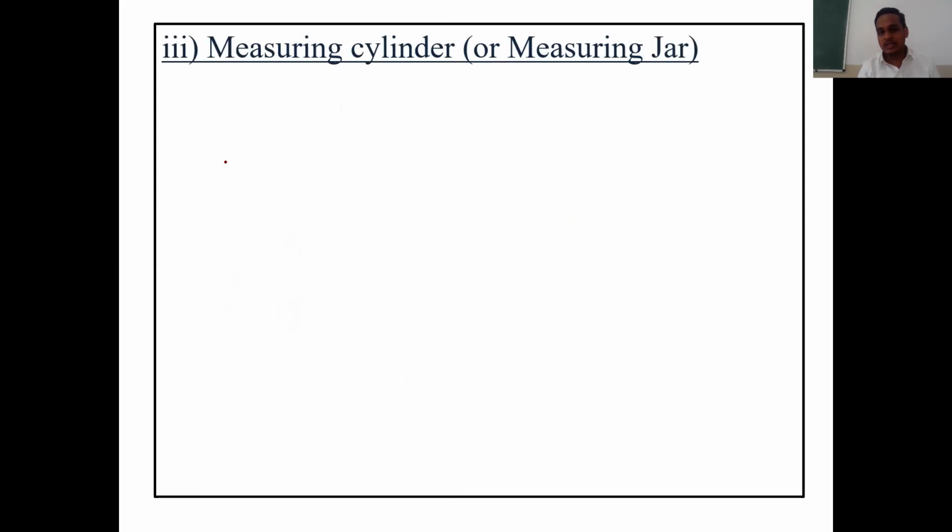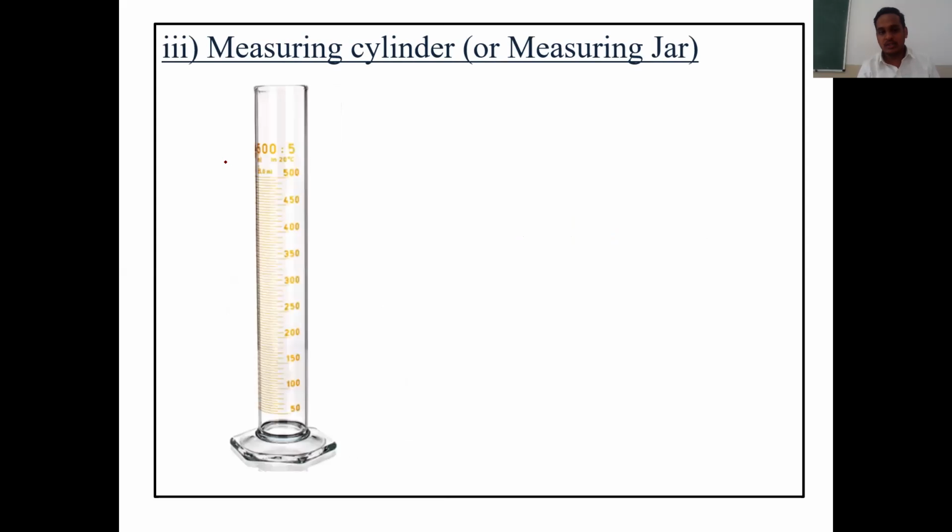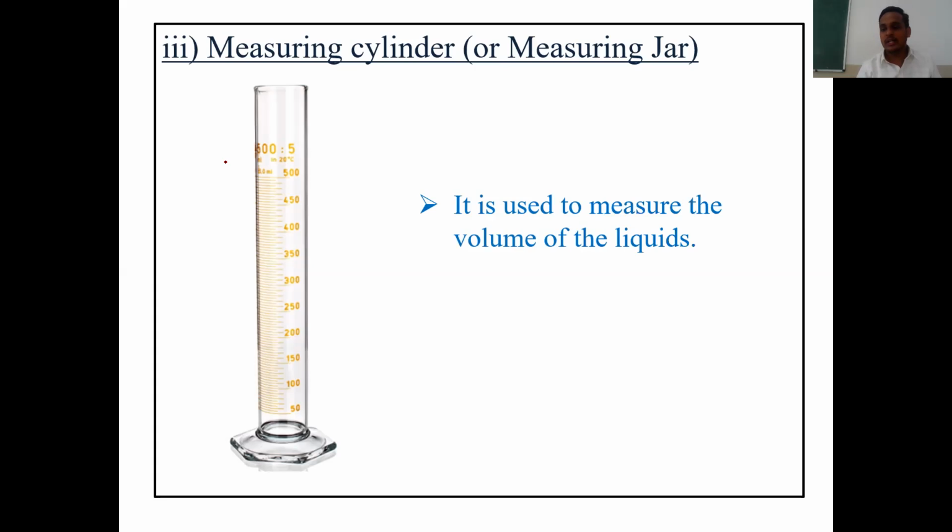The third one is measuring cylinder or measuring jar. Here comes the picture. This type of glass apparatus, we call it a measuring cylinder, or even a measuring jar, as the name itself suggests that it is used for measuring. Whenever we are performing an experiment, we take some amount of liquids. At that time, to measure those liquids, we use the measuring cylinder. So the use is to measure the volume of liquids.